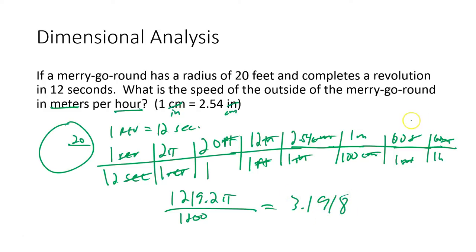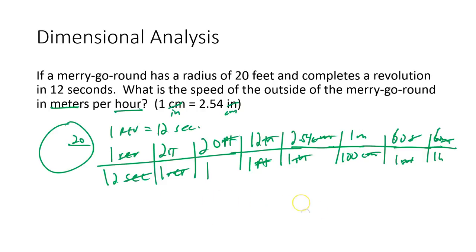You know why? Because I think I forgot this extra 60. I think that's why. So I'm going to get rid of these. Try that again. So 2 times 20 times 12 times 2.54 times 60 and then 60 again. That looks better.